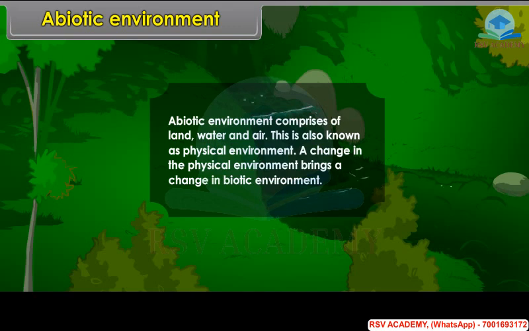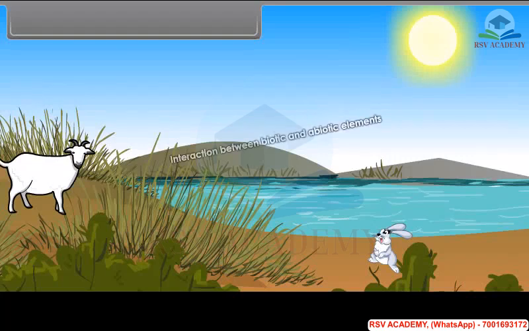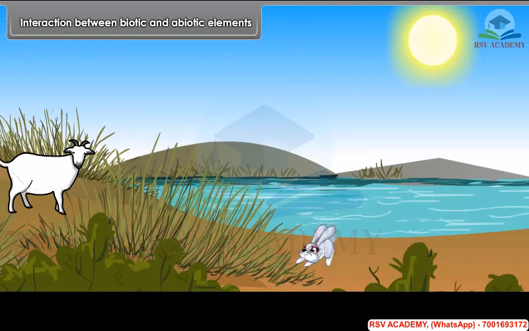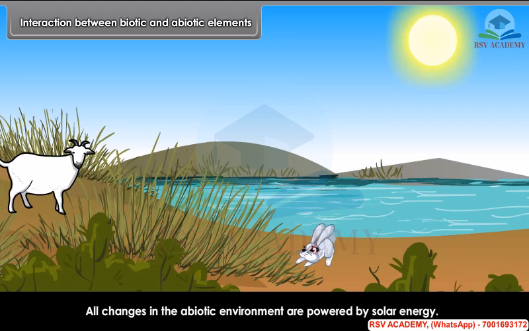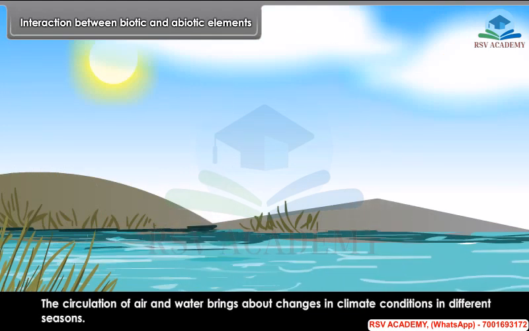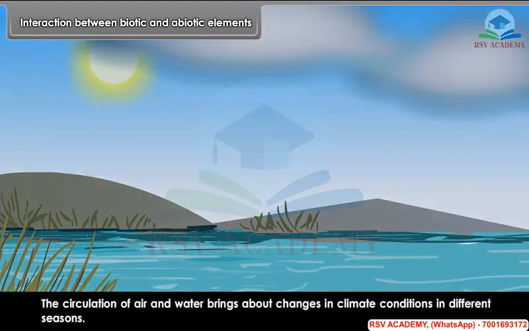Interaction between biotic and abiotic elements. The physical and biological elements of environment are dynamic in nature. The sun is the major source of energy. All changes in the abiotic environment are powered by solar energy. The circulation of air and water brings about changes in climate conditions in different seasons. These climate changes further affect biotic elements.